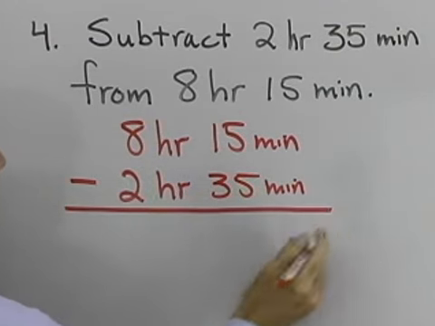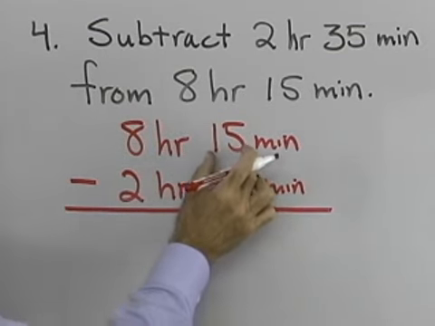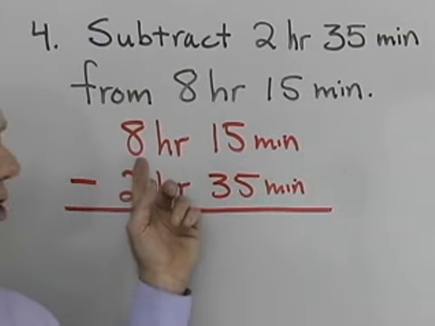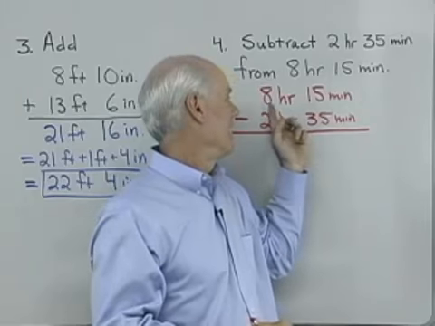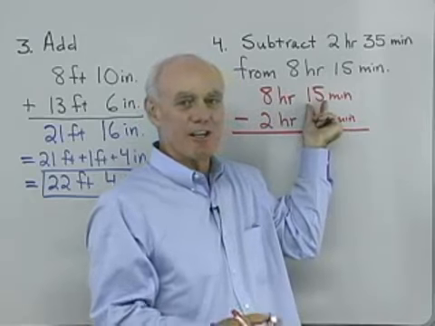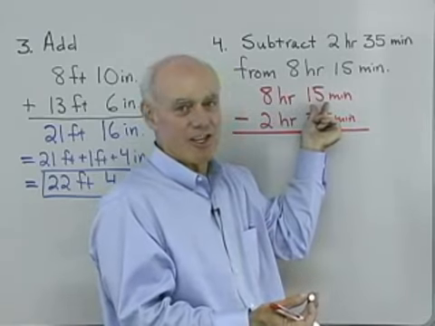Okay. So I go into this column to try to subtract minutes. I have 35 minutes. I want to subtract that from 15 minutes. I don't have enough minutes to do that. So what I'm going to do is I'm going to borrow 1 hour over here, and that 1 hour is going to be 60 minutes. Let me borrow an hour, which is 60 more minutes, and I'll add that on to this.